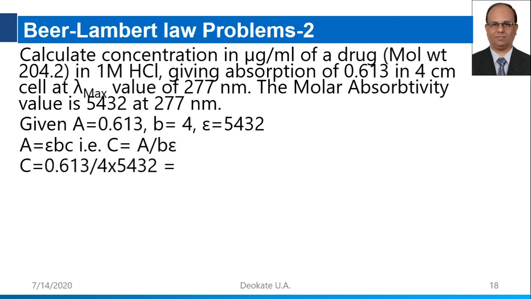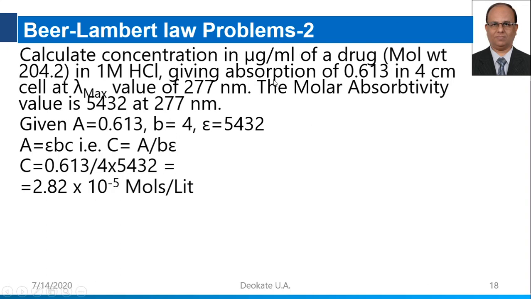Now put the values in the equation. C equals 0.613 divided by 4 into 5432. So we'll get 2.82 into 10 raised to minus 5 moles per liter, because we are using the epsilon molar absorptivity value, so your result should be moles per liter. Now in our problem they ask us to find the concentration in microgram per ml of the drug. So we have to convert this moles per liter to microgram per ml.